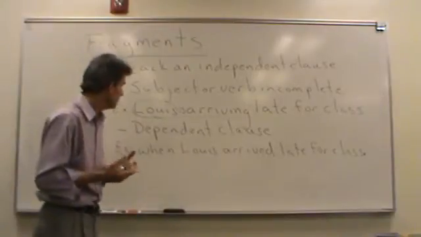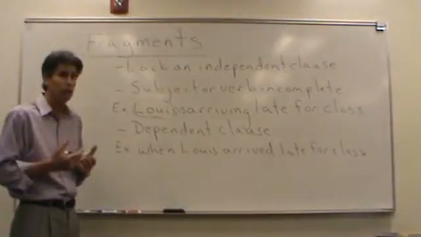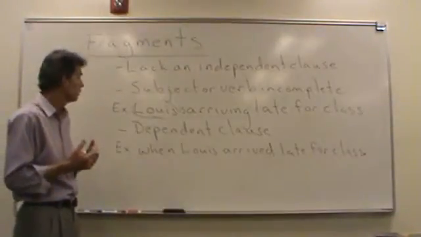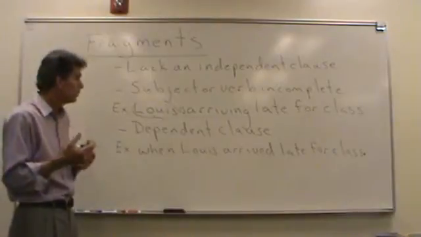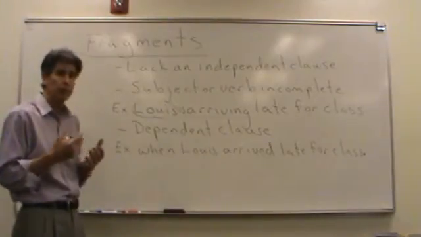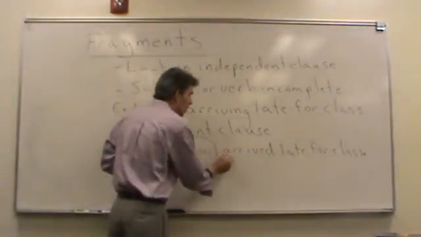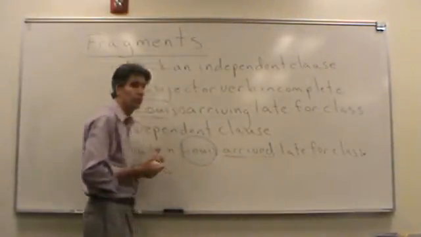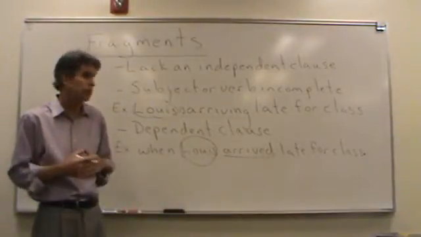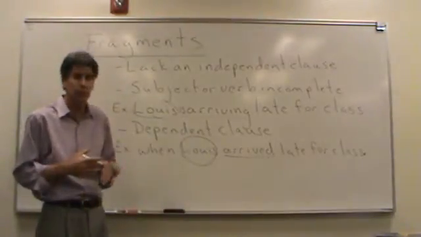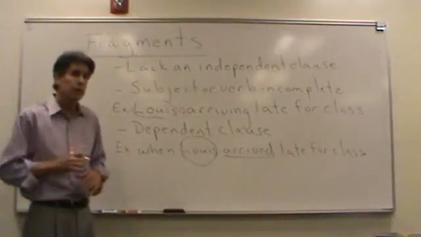Okay? The next type of fragment is the dependent clause fragment. This is something like, when Louis arrived late for class. Now this subject and verb is complete. Louis is the subject. Arrived is a complete verb. You can use arrived alone as the verb. And notice that sounds fine. Those click together. Louis arrived. That makes sense. This, however, with the word when at the front, is a dependent clause.